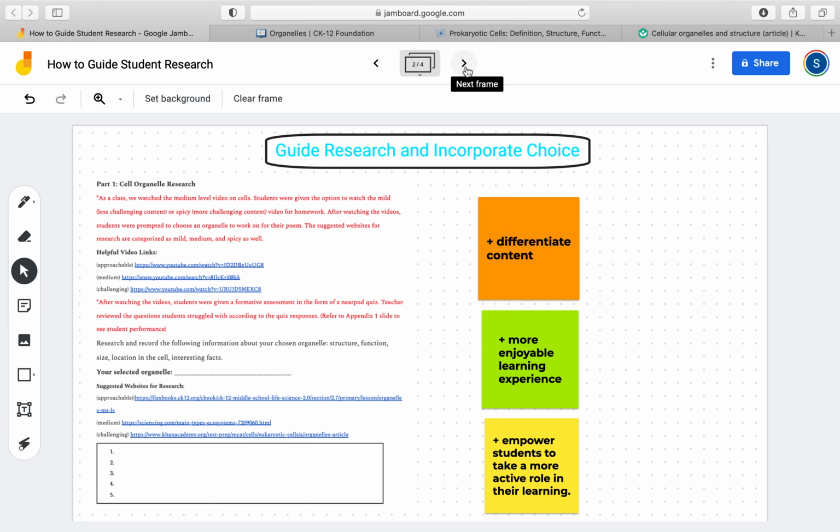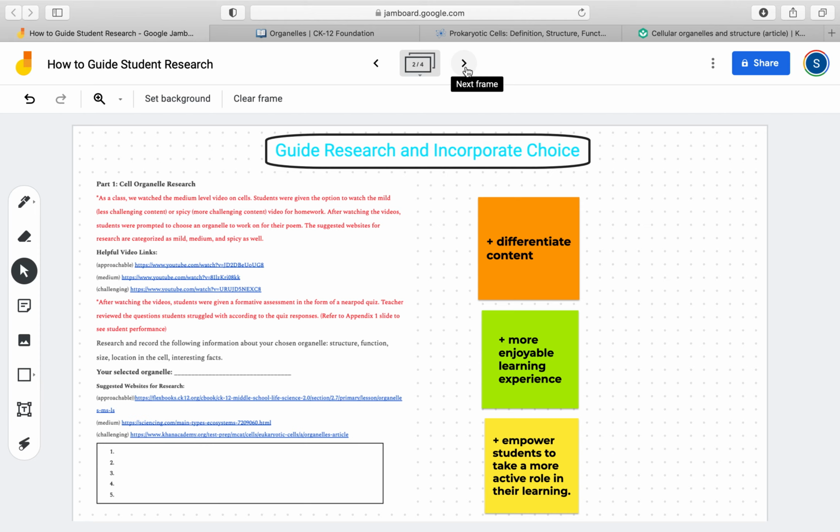So this strategy does require some more planning and research on the teacher's end, but it is extremely helpful for students who struggle with doing independent research or don't know how to even start their research. So first, I look for resources differentiated into 3 different levels: approachable, medium, and challenging.